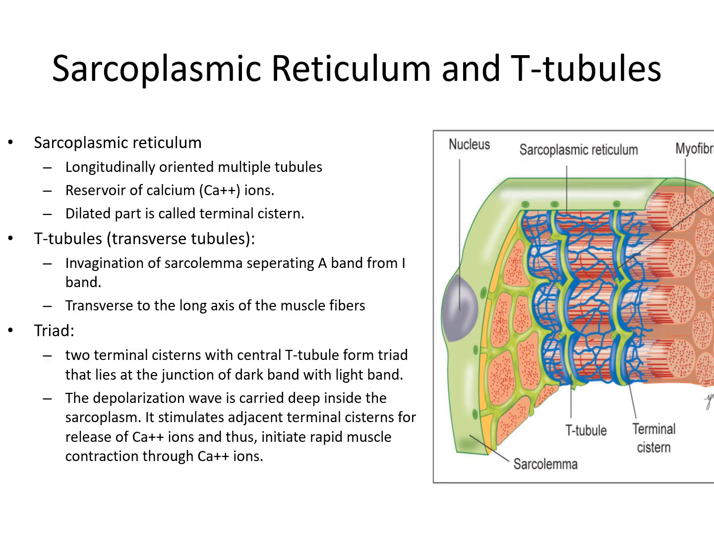Smooth endoplasmic reticulum in the skeletal muscle is known as sarcoplasmic reticulum. It is a very important structure. It is well organized in skeletal muscle, and it is the reservoir of calcium. And the dilated part of the sarcoplasmic reticulum is known as terminal cistern.